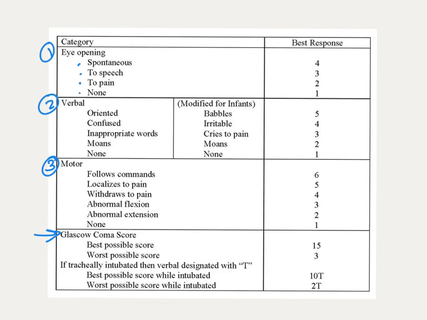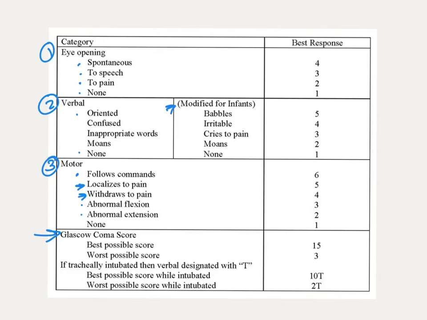And we score accordingly. Then for verbal, are they oriented all the way down to there are no verbal noises at all? Notice that for infants who are not supposed to be verbal yet, there is a modified scale. And then for motor, we see if they'll follow simple commands, or do they react to a painful stimulus? Do they sort of point to it? That's the localizing, withdrawing away from it. And then we have abnormal flexion and abnormal extension, which I will show you pictures of in 1 minute.